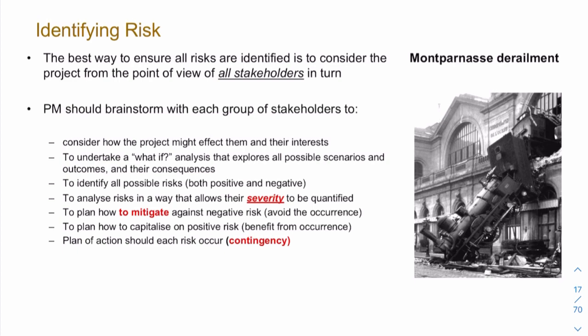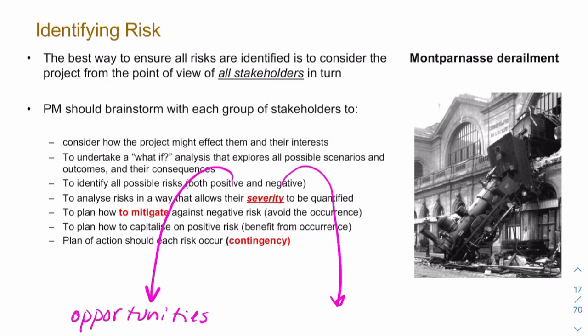When we talk about positive risks, here we're talking about opportunities, whereas negative risks, that's where we talk about threats. So remember, the opportunities are your O and the threats are your T in the SWOT analysis.